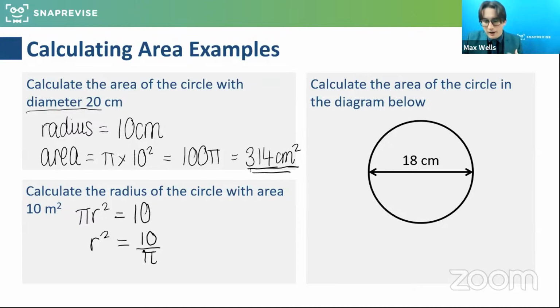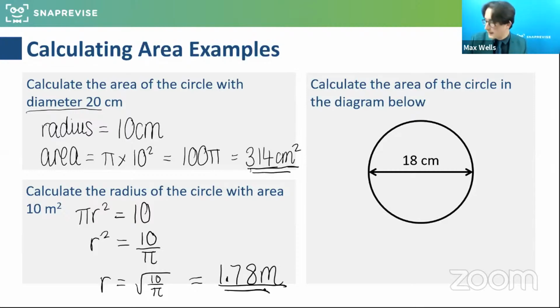And then how do I undo a squaring process? If I've got the radius squared, I don't want the radius squared, I want the radius. How do you undo it? A lot of people say, oh, just divide by 2. It's not 2r, it's not 2 times the radius, it's the radius squared. You do the square root. Excellent. So the radius would be the square root of 10 divided by pi. It looks a little bit complex, but what we've done is essentially just undone that process carefully. Well done to anyone who's already got an answer there. It is 1.78 meters is what that spits out.